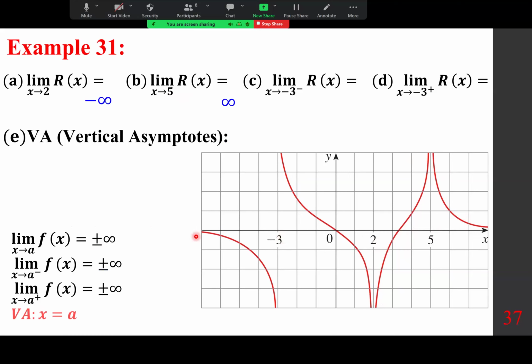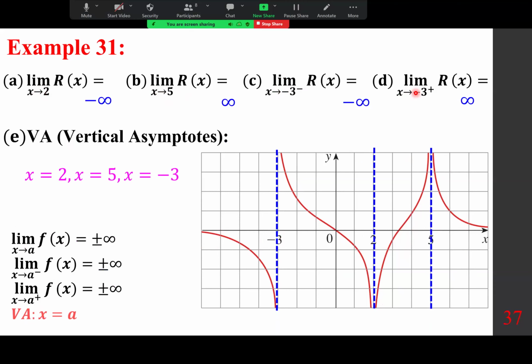-3 is a different story. From the left side it goes to negative infinity. From the right side it goes to positive infinity. And that gives us the equation of a vertical asymptote, x equals 2, x equals 5. This says x equals -3, the same thing here. And so these are the vertical asymptotes at x equals 2, x equals 5, and x equals -3, according to this definition.